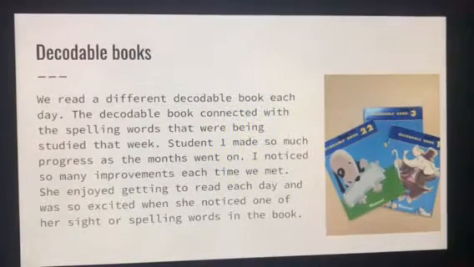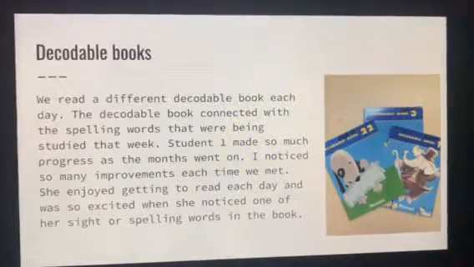So the decodable books were one of the things that we used to read. The decodable books focus on different things, like some of them have the short I sound, others are vowel digraphs. We had some that were IE digraph, AI, and we had a different one each time that we met. The book connected with the spelling words that she was studying too.